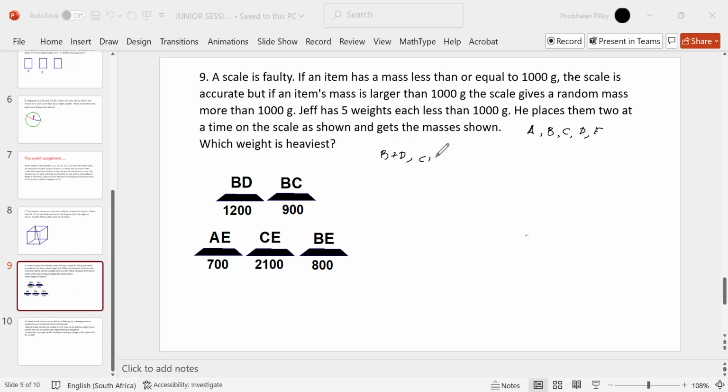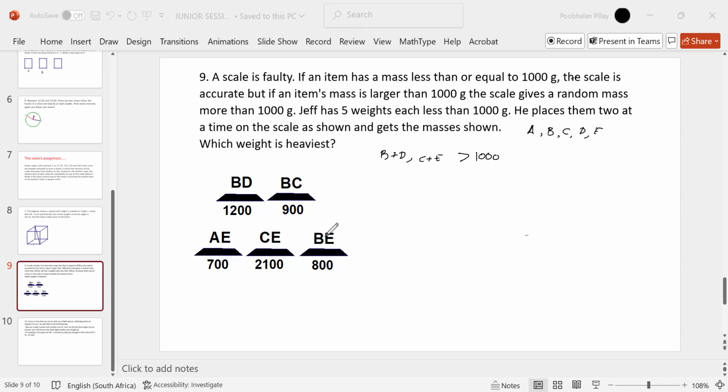C plus E is also greater than 1,000. So those are the two numbers. That's all you know. Right? You don't know what the weights are. Okay. But as far as B plus C is concerned here, that's 900. So that's fine. B plus C is exactly equal to 900. And here A plus C is exactly equal to 700. And B plus C is exactly equal to 800. They're all less than 1,000.